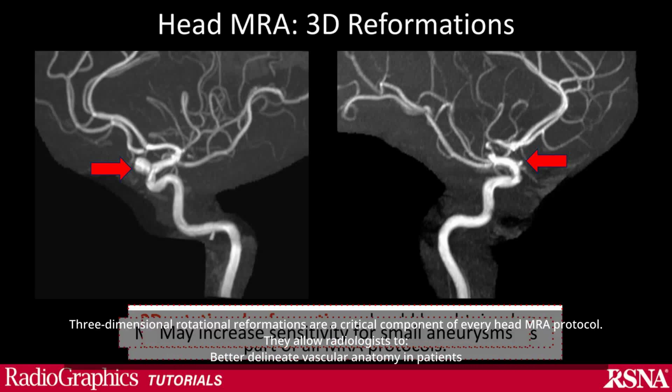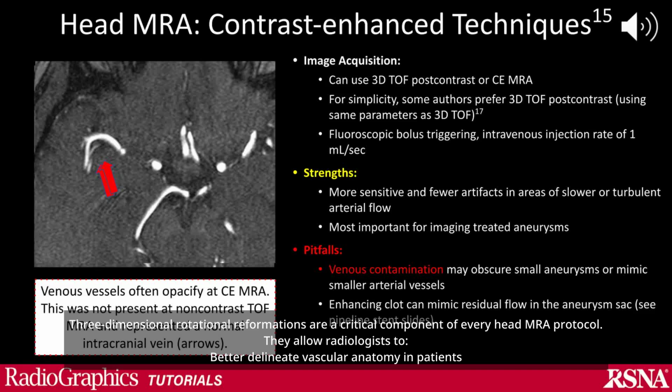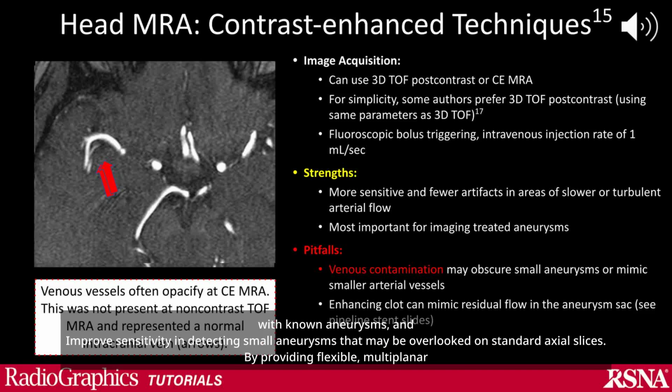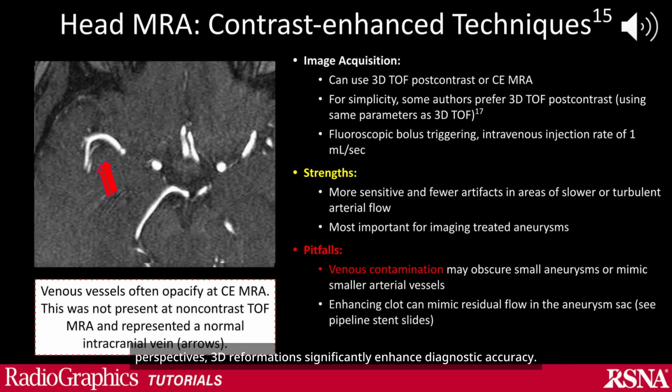Three-dimensional rotational reformations are a critical component of every head MRA protocol. They allow radiologists to better delineate vascular anatomy in patients with known aneurysms and improve sensitivity in detecting small aneurysms that may be overlooked on standard axial slices. By providing flexible, multiplanar perspectives, 3D reformations significantly enhance diagnostic accuracy.